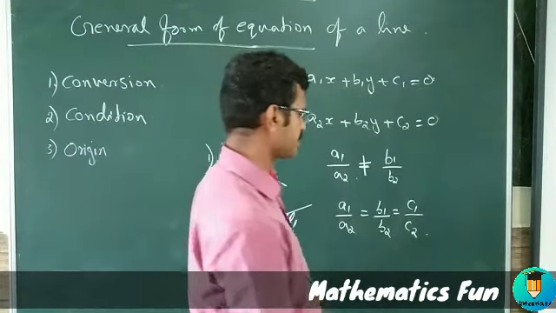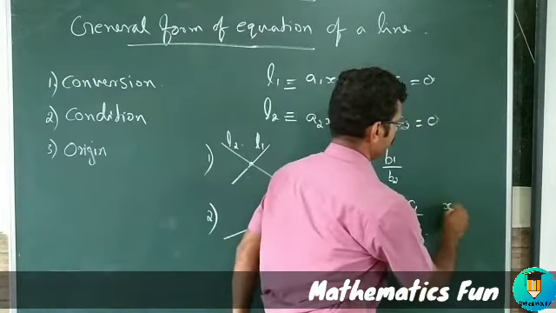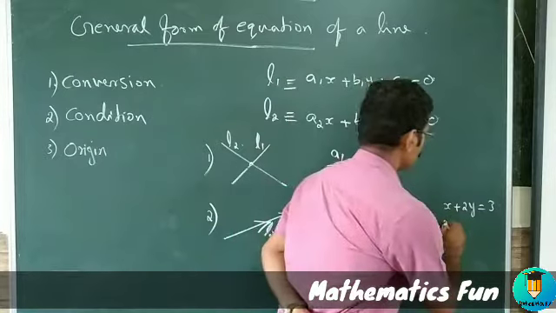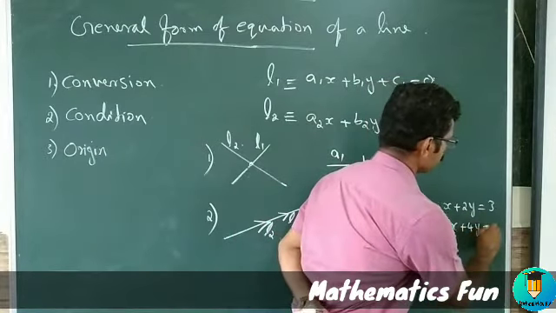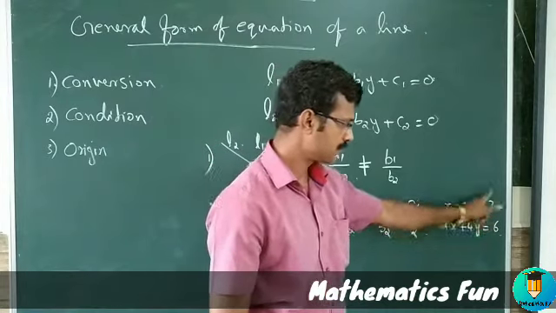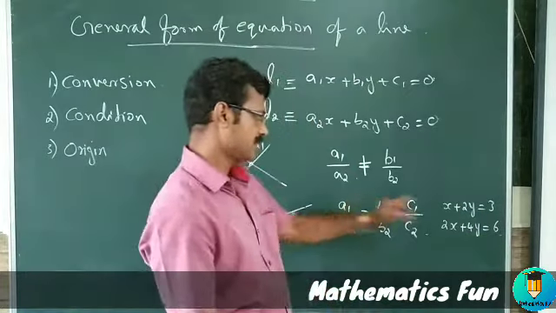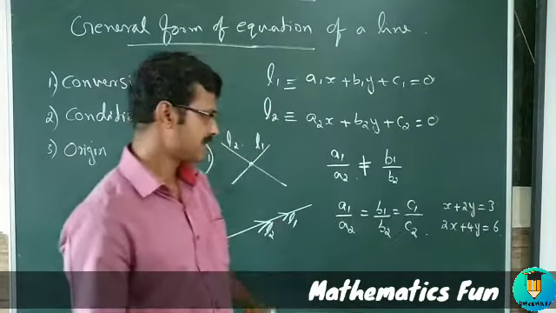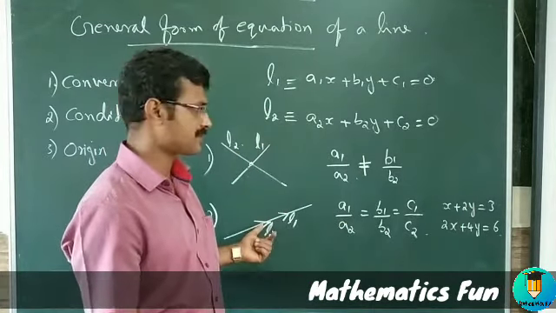See here, if I write an example, x plus 2y is equal to 3, 2x plus 4y is equal to 6. Here if you see the ratio 1:2, 1:2, 1:2. That means in this case we can say the lines will be coinciding. This type of situation will arise.